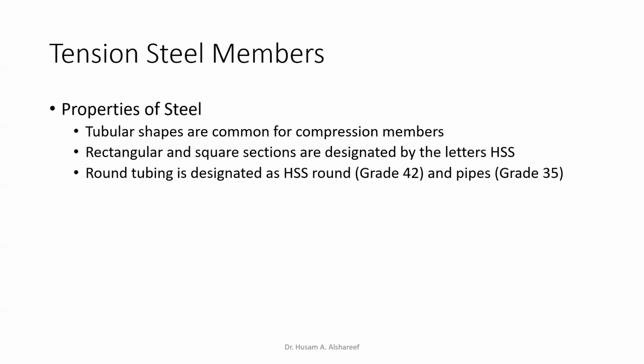Since this topic is about tension steel members, for compression members, though, we typically use tubular shapes. So rectangular and square sections are represented by the letters HSS. And for rounded tubing, you have HSS grade 42, and for pipes, grade 35.